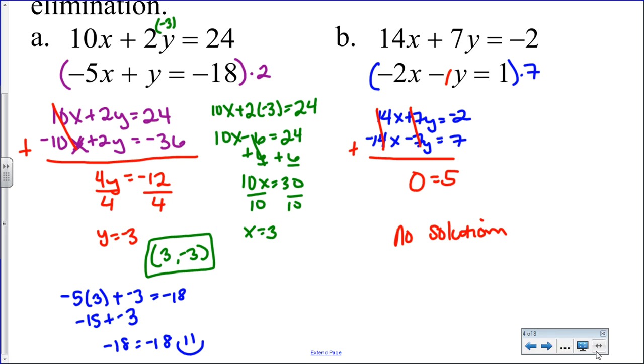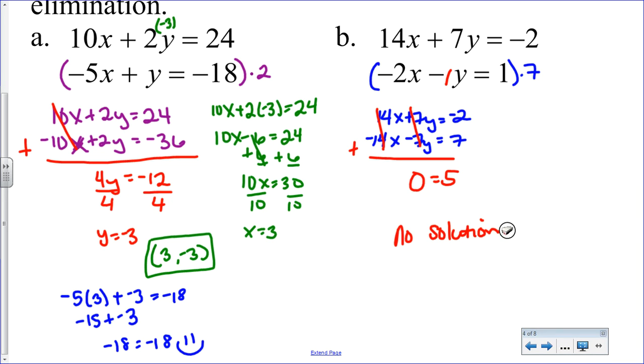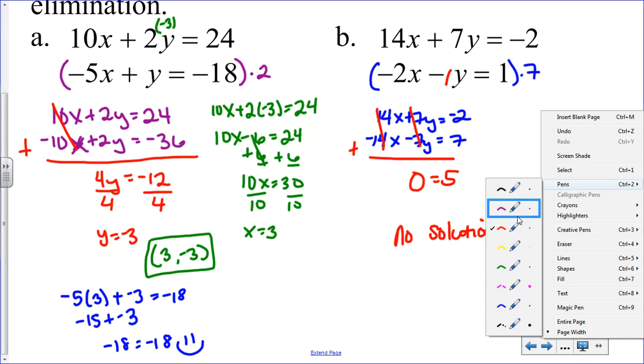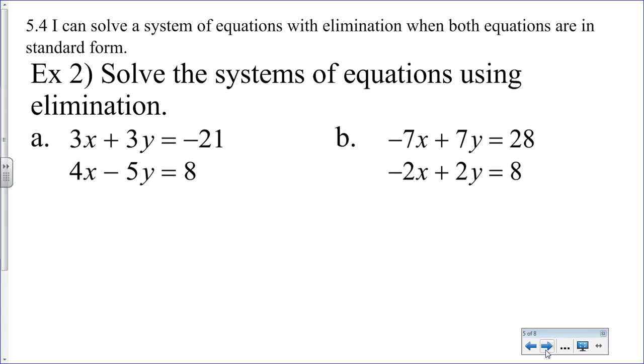So if I looked at the graph, these would be parallel lines. So answer is no solution there. Okay, so these two, not too bad. You're going to multiply one equation by a number so that the coefficients in one of the variables are opposite. Now, it doesn't always have to be the x. Sometimes you could do the y if it's easier, but it's completely up to you.